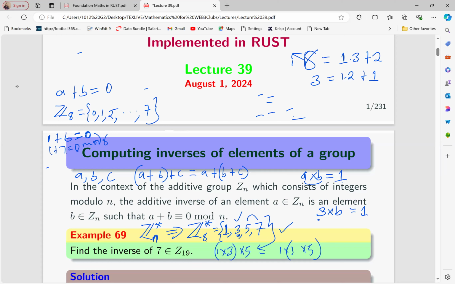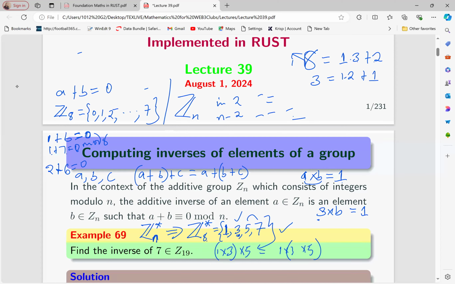Now, so what is the inverse of 2 in the same group? The inverse of 2 will be 6. Is that okay? 2 plus 6 gives you 0. So the easier way of doing it, if I'm given Zn and I'm asked to find the inverse of 2 in Zn, I will take n minus 2. That's the easiest way.